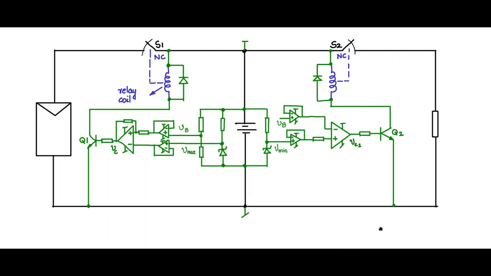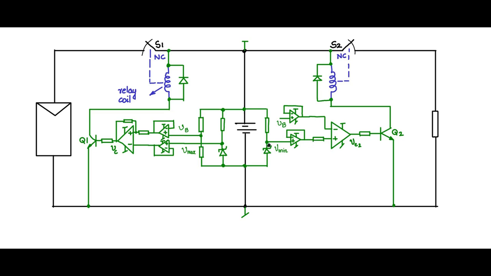I have here the entire circuit schematic of the charge controller circuit. You see these two switches are relays. They have relay coils associated. The relay coils are actually turned on and off by BJTs. There is one BJT here, another BJT here, and they are driven by op amps. And Zeners are basically used for setting the preset Vmax and Vmin limits.